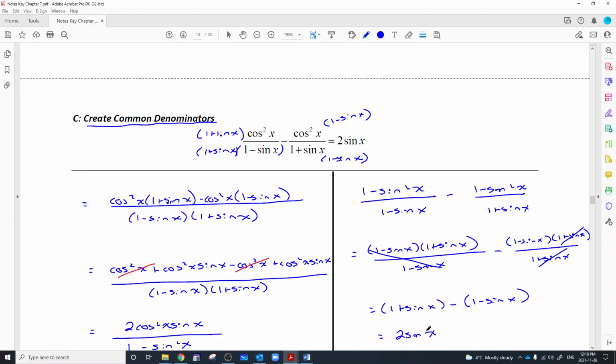So, you know, every identity has more than one way to simplify it or to prove that it's true. So if you didn't like creating common denominators in part C, look for a different way. Look to see if you can use a glaring identity or if you can factor or anything along those lines. All right, good luck with this trick.